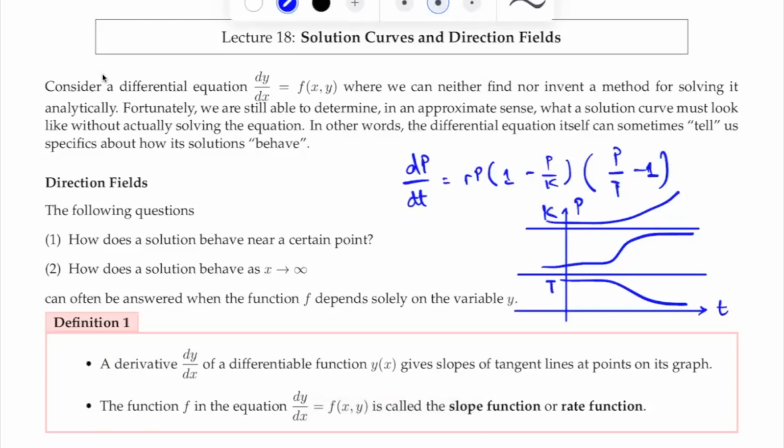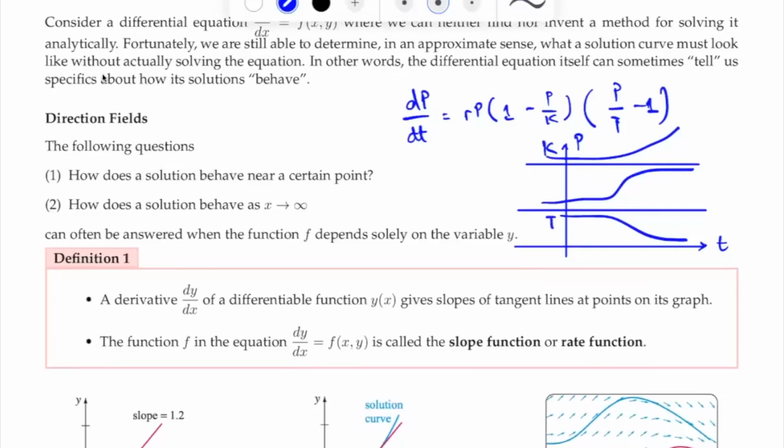Okay, so that is the idea of this lecture about the solution curves and direction fields, because there are some differential equations that we cannot find the solution to or invent a method to solve analytically. Right. However, when you look at the differential equation itself, it can sometimes tell you the specifics on how the solutions behave. Right. When you have this type of problem, you can ask yourself two questions. How does the solution behave near a certain point?